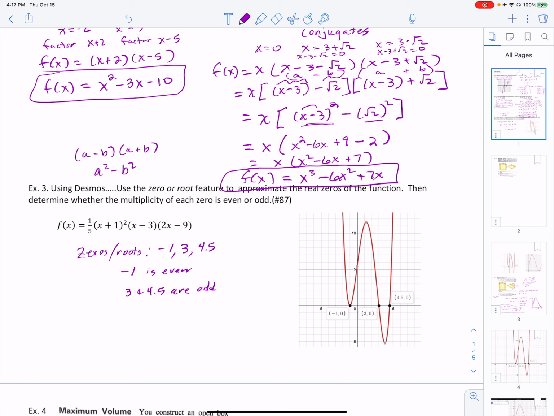And notice, yes, it does have to do with the exponent on that root being odd or even. It's how many times the root is repeated, and if it's repeated an even number of times, you're going to always have a bounce. If that factor is repeated an odd number of times, to the first, to the third, to the seventh, the graph will pass through at those zeros or roots.